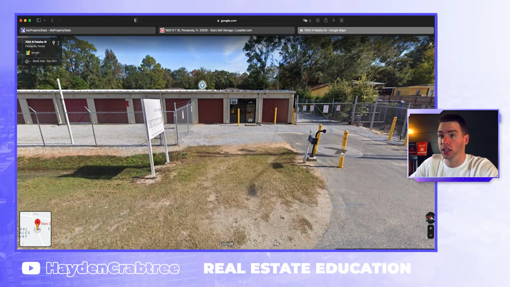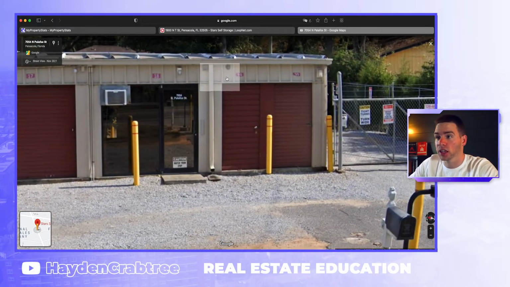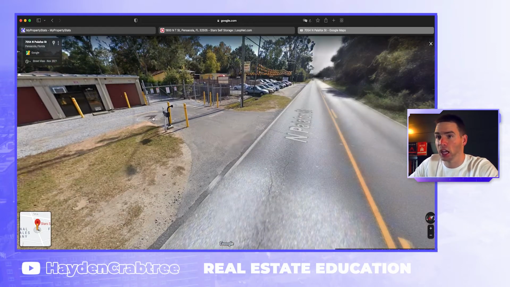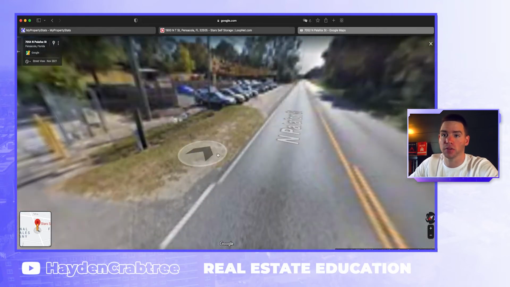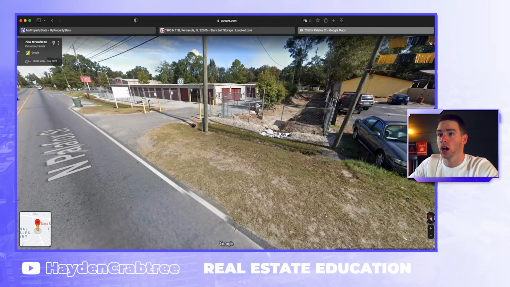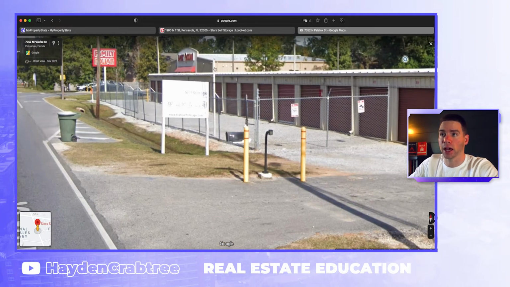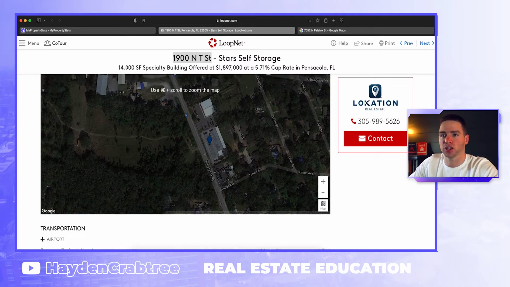It looks like we have a keypad. If I look here, it looks like they might have some cameras. It is not paved, which is fine. I mean, I've owned some not paved facilities. Doesn't mean it's the end of the world. But as we look through here, the facility itself doesn't look bad. So let's go read more into this project and what they're pitching here.